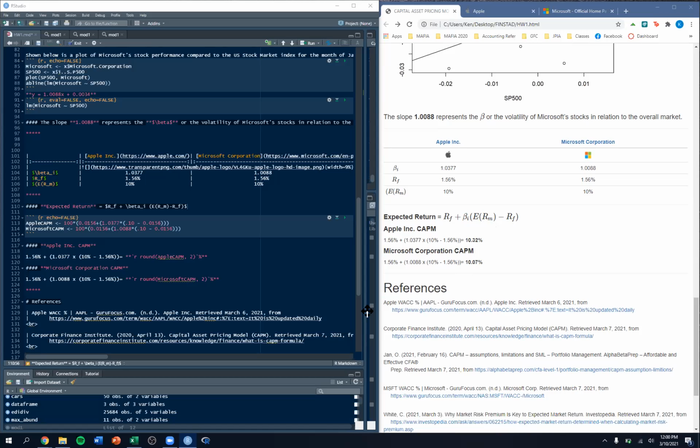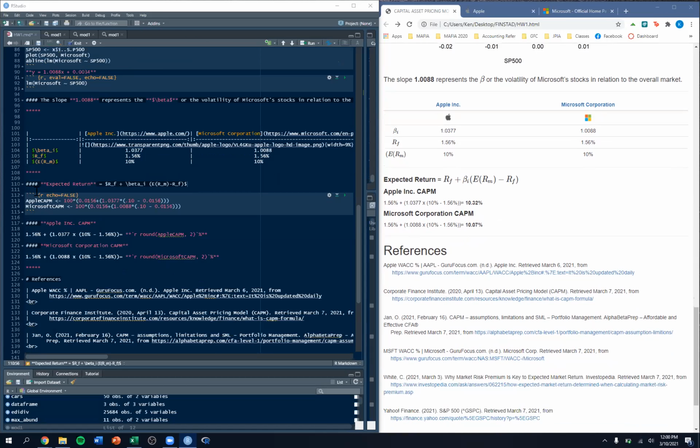Okay, so now to apply these formulas, what we actually did was this. We used a chunk, which is R echo false, and then we made two variables. In order for R to evaluate this for us, we had these values and then we just placed them in. So it's 100 times the quantity of 0.0156 plus the quantity of 1.0377 times the quantity of 0.10 minus 0.0156. And for Microsoft CAPM, that would be 100 times the quantity of 0.0156 plus the quantity of 1.0088 times the quantity of 0.10 minus 0.0156.